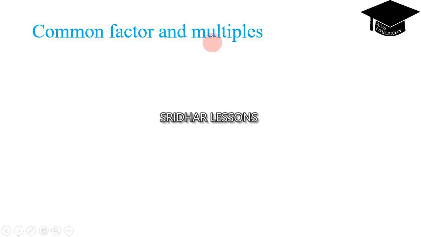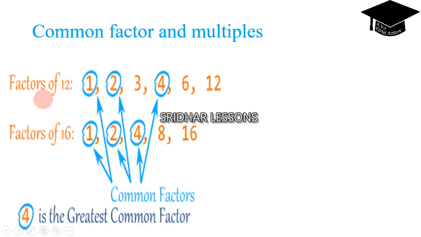Common factors and multiples. For example, the factors of 12 are 1, 2, 3, 4, 6 and 12. Similarly, the factors of 16 are 1, 2, 4, 8 and 16. For every number, 1 is a factor, as well as the number itself.